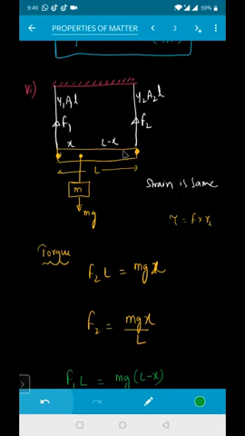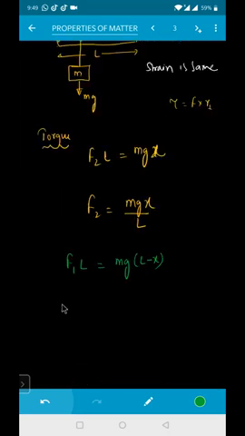This F1, this perpendicular distance is nothing but the total length L. For this mass, this is the reference point. So it is mg into this perpendicular distance, which is L minus x. So F1 will become mg into (L minus x) divided by L. Okay. So the strain developed will be in this one.